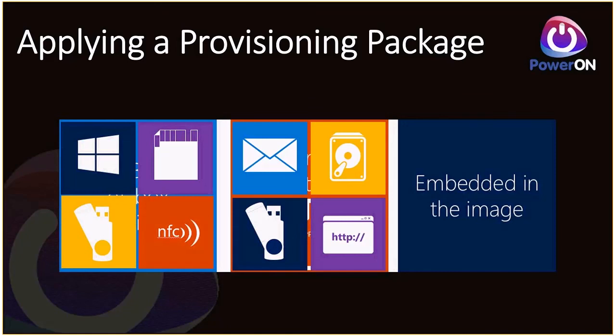Or they can apply at runtime, so provide them with the actual PPKG file, which is the provisioning package file, and then they can apply that, again using the USB dongle. It can be sent by email as well, or if the IT department gets the device before the user, then they can get it transferred like that, or they can send a link to download it from a secured location.